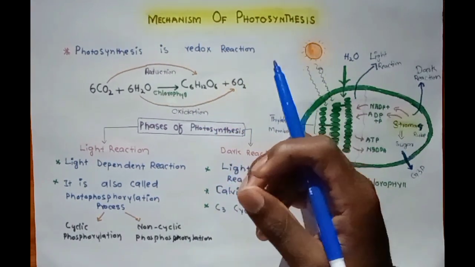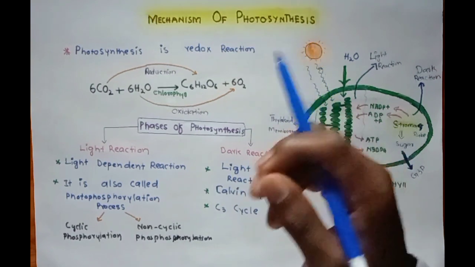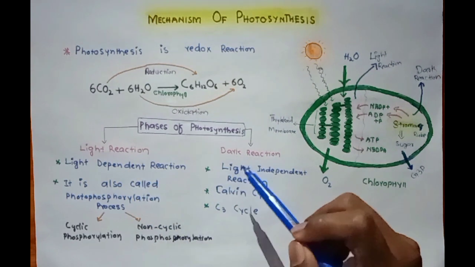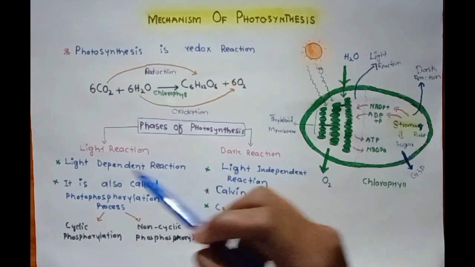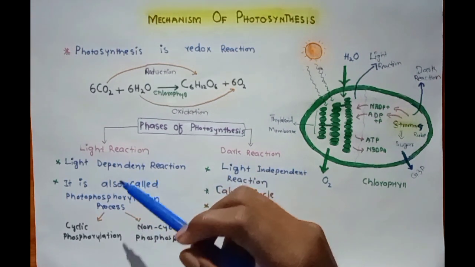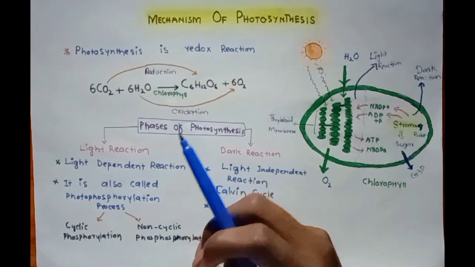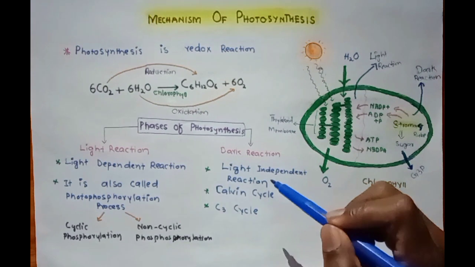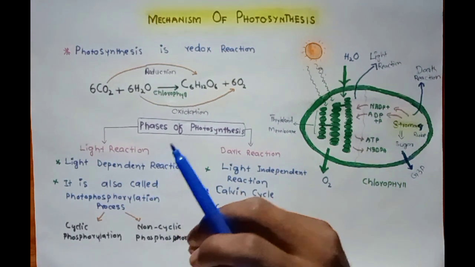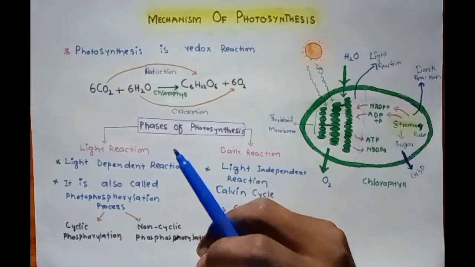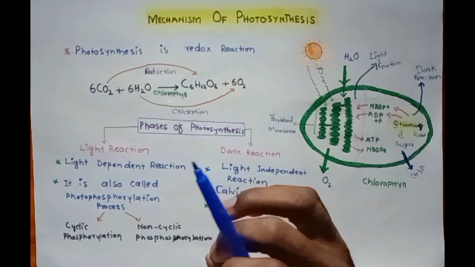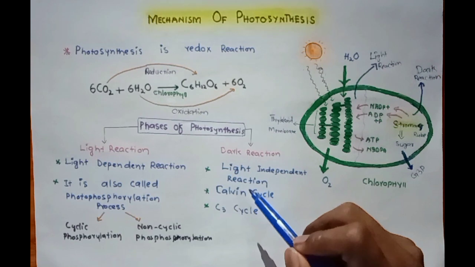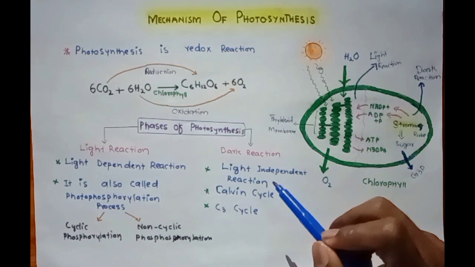Now, what are the phases of photosynthesis? There are two phases: one is the light reaction and the other is the dark reaction. What is the light reaction? It is also called the light dependent reaction, and the dark reaction is called the light independent reaction. In the light reaction there is a need for light energy in the form of photons, that is why it is called light dependent. In the dark reaction there is no need of light, so it is called the dark reaction.